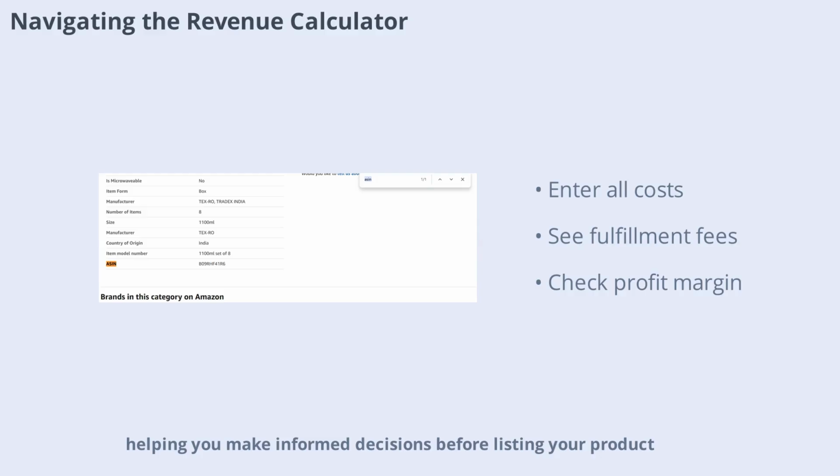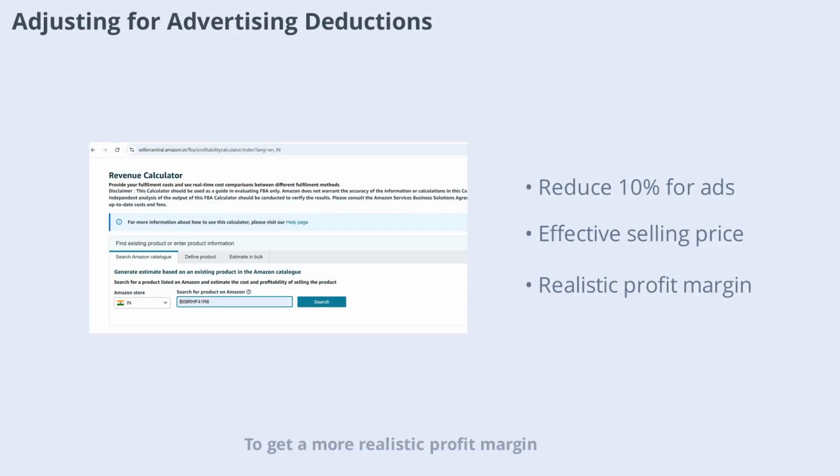To get a more realistic profit margin, reduce 10% from your selling price to account for advertising. For example, if your selling price is 999 rupees, subtract 99 rupees, leaving you with 900 rupees as your effective selling price. This adjustment ensures your profit calculations reflect the true costs of running ads and helps you avoid overestimating your profits.